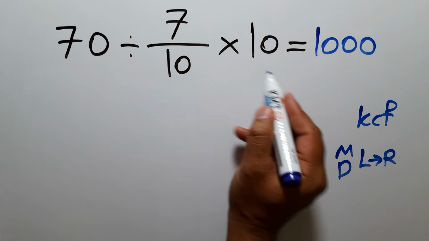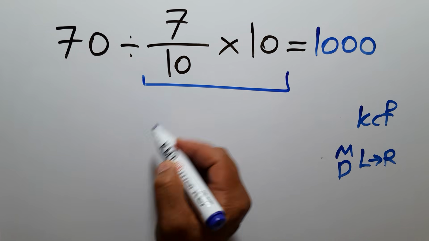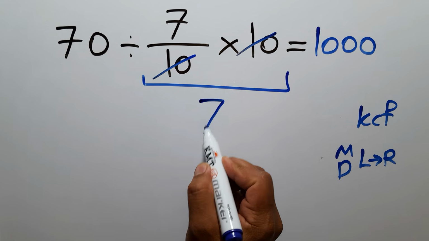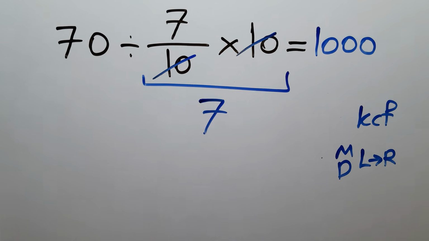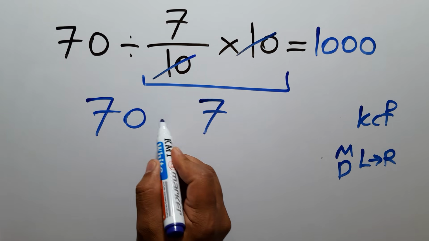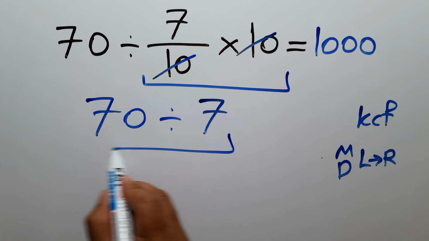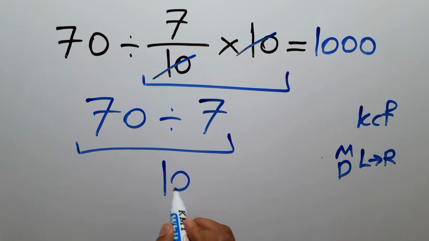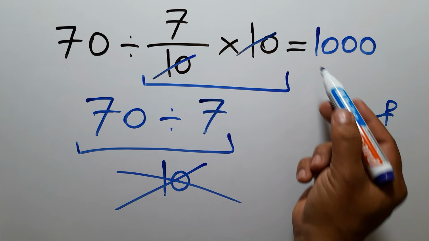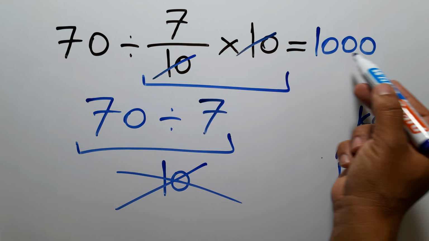First this multiplication, we can easily cancel this 10 and this 10, so here we have just 7. So 70 divided by 7 gives us 10. But this answer is not correct. And our correct answer is 1000.